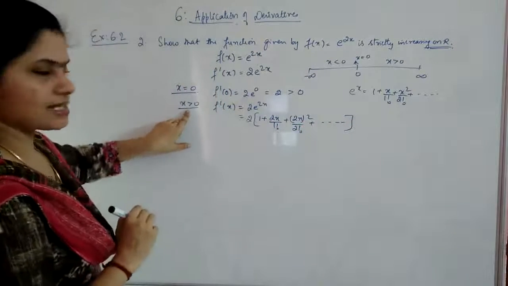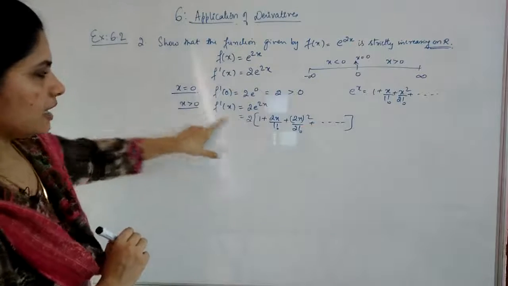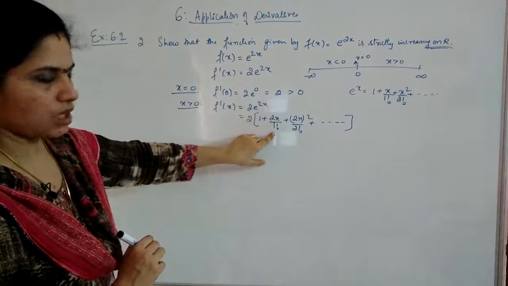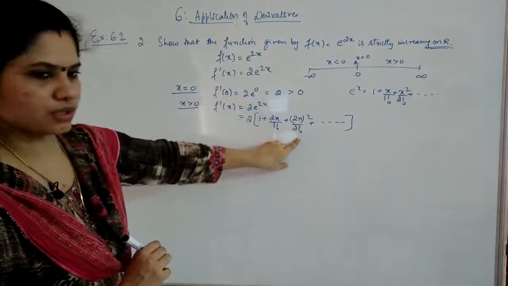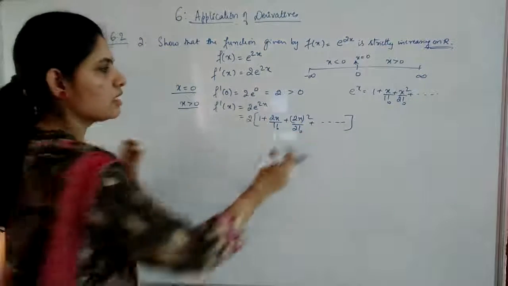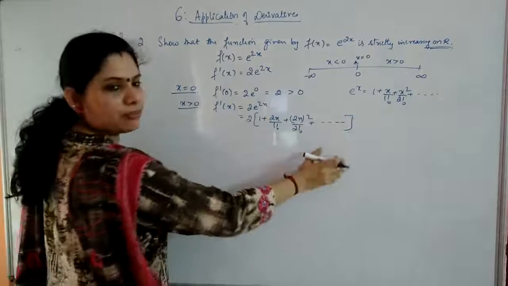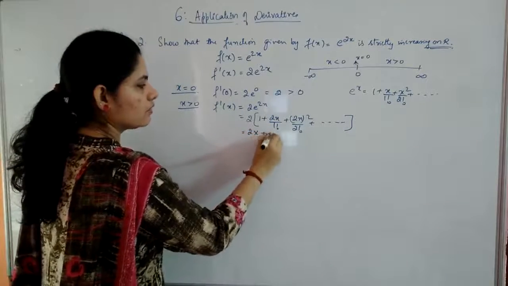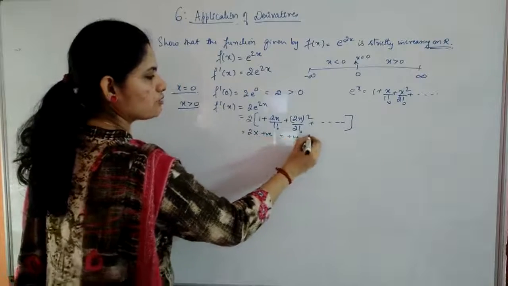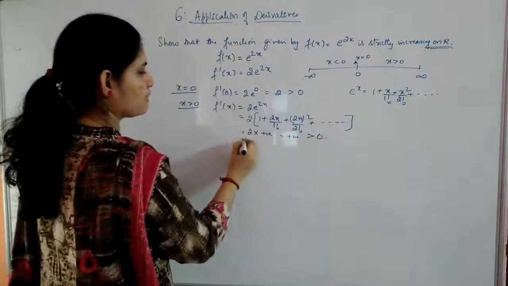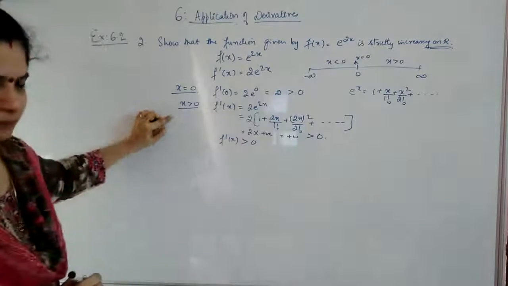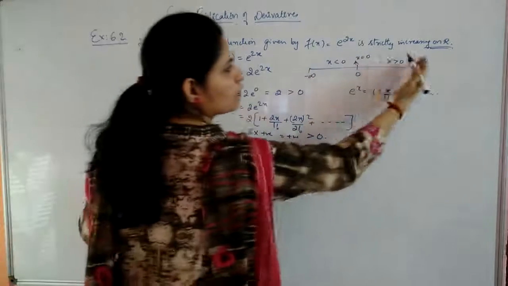Now what we have taken is x greater than 0. That means 2x will be greater than 0. That is, this term is positive. Again this term will be positive. All the terms which have x will be positive only. So 2 into a positive quantity will give you positive only. Positive means greater than 0. So you are getting f dash of x is greater than 0 when you have taken x greater than 0. So this much of the part you have proved.